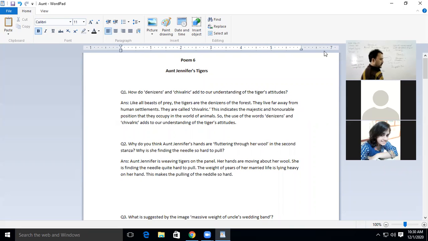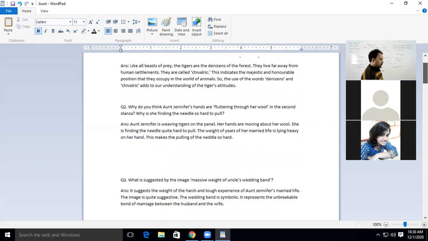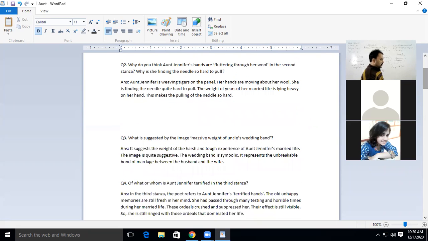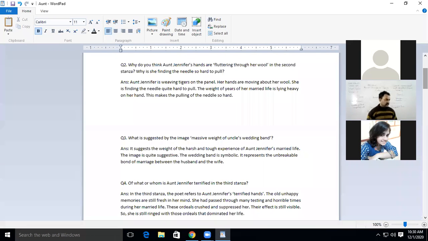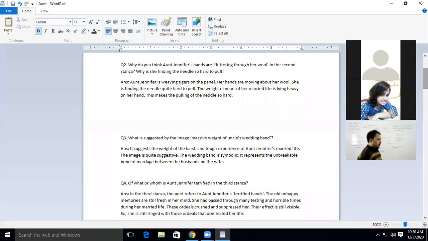So this is how they add to our understanding of the attitude of the tiger. What do you think? Aunt Jennifer's hands are fluttering through her wool. I repeat, why do you think Aunt Jennifer's hands are fluttering through her wool? In the second stanza, why is she finding the needle so hard to pull? Yes, so there are three hands. Gracie.